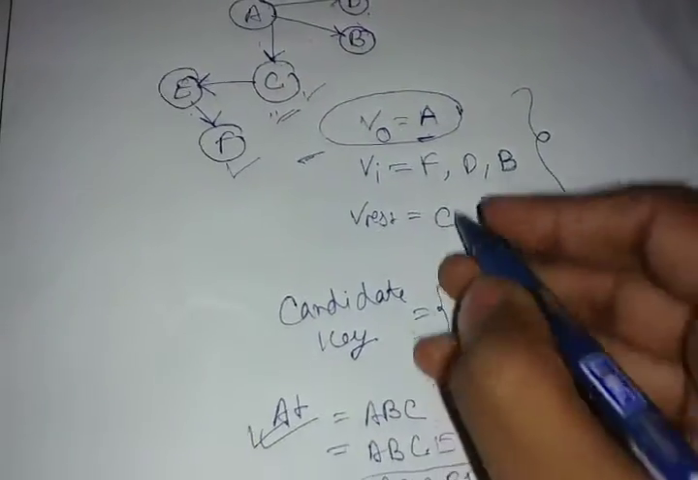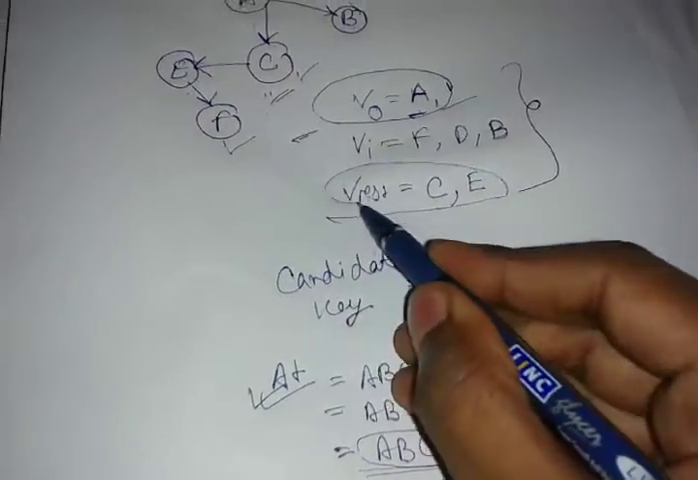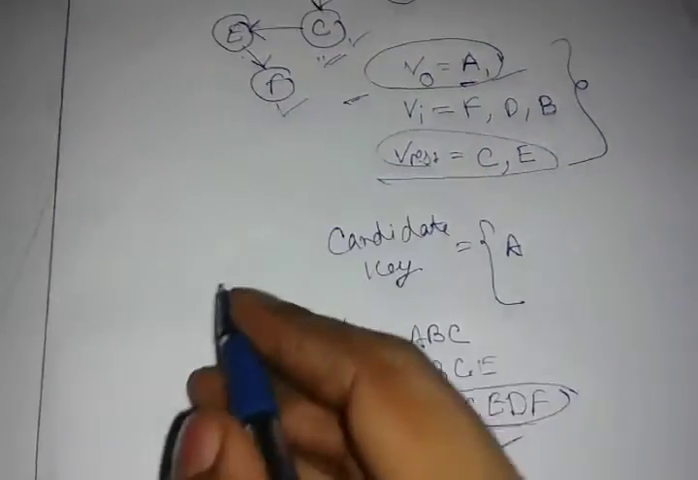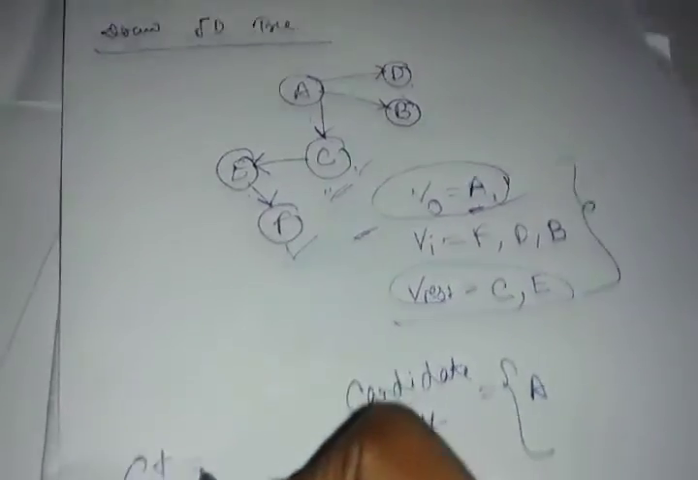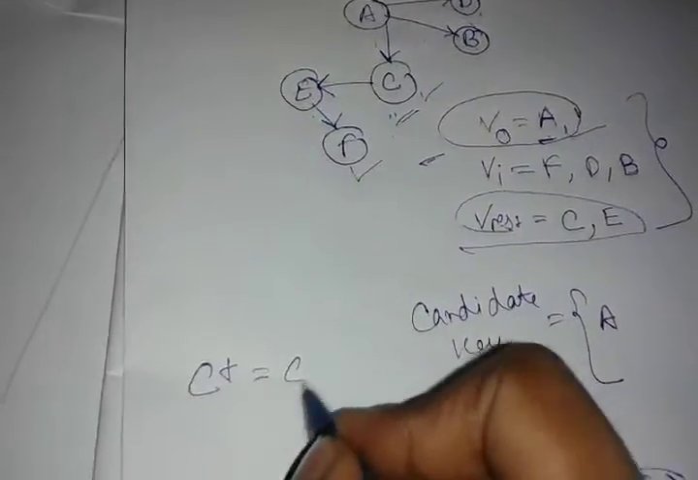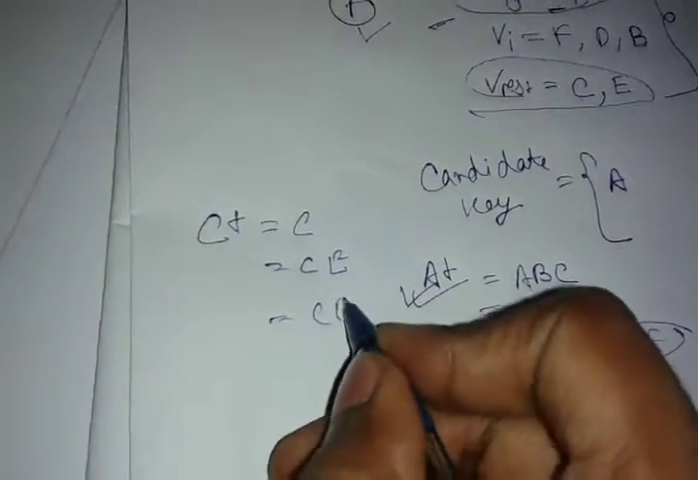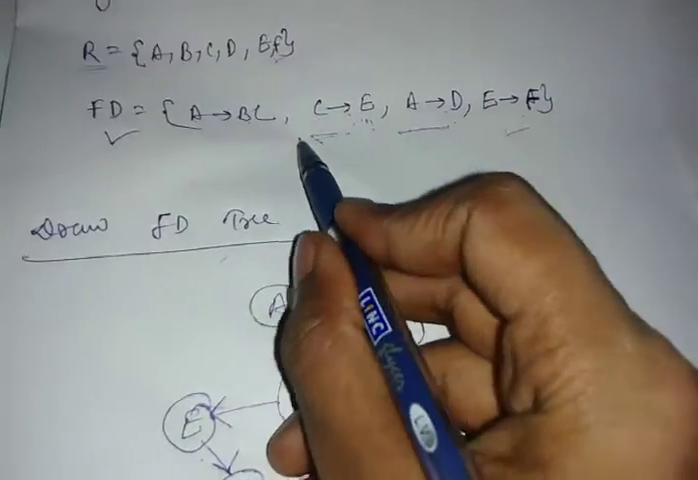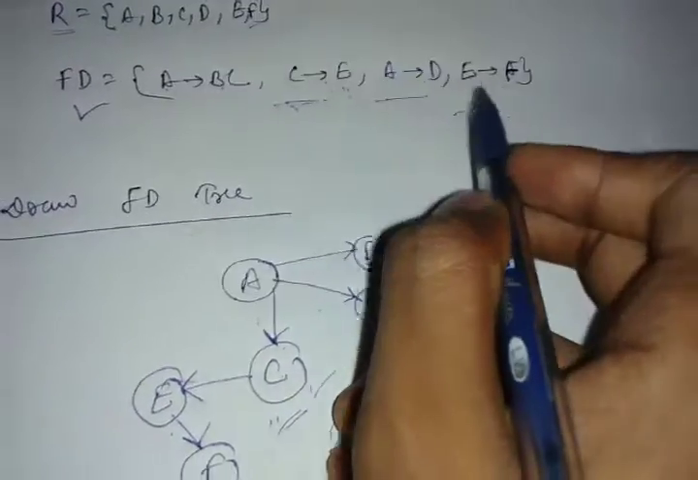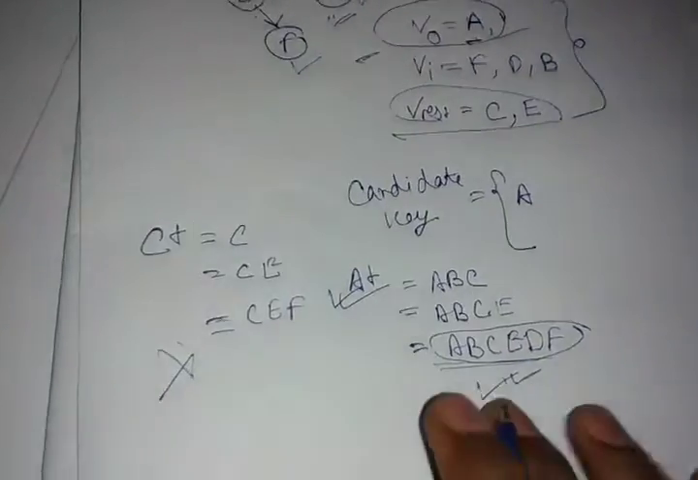Now we see the rest part. Fine. So if we find the closure of C plus, what will we get? We will get only C and E, because C derives E and E derives F. So after this line we get CEF, and here we need to stop, because we have done C to E, we have done E to F, and no more node is left to do. So we discard C, so C cannot be a candidate key.